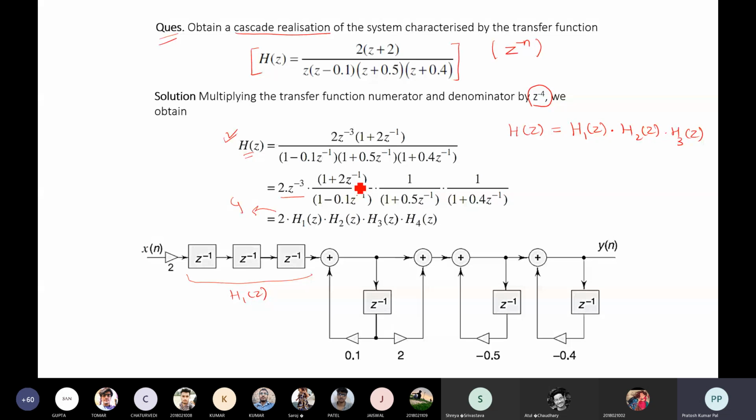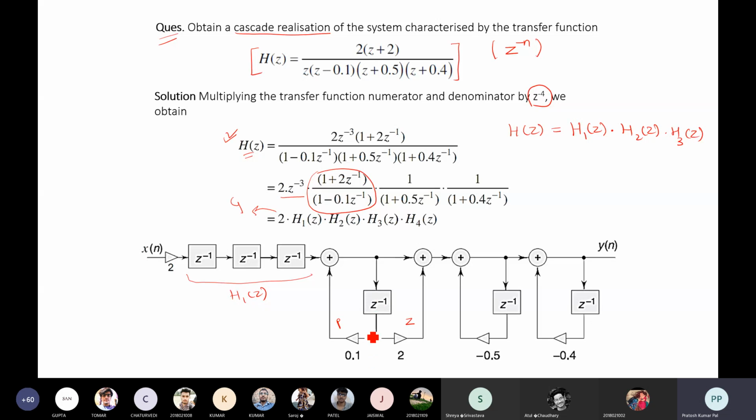Here z to the power minus 1 is there, and in the denominator also z to the power minus 1 is there. Both have one z power, so only one delay will be required. That transfer function will be realized using direct form 2. Here the poles will be realized this way, and here the zeros. For realizing the poles, if it is already minus, there will be no sign change. We will be writing 0.1.